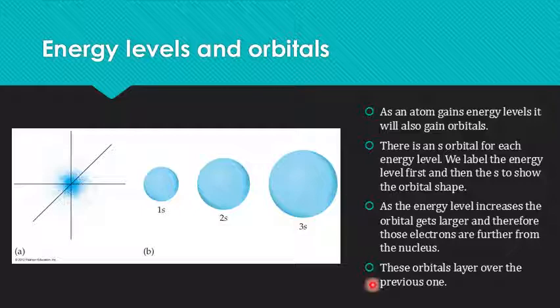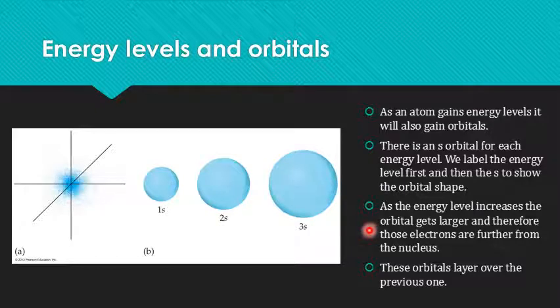Alright, energy levels and orbitals. So we've got our first orbital here. It's our S shape. Now, as an atom goes up in energy levels, or as it gains energy levels, it will gain orbitals. So we go from having the 1s orbital to the 2s orbital to the 3s orbital, and as we go up energy levels, they get bigger because the energy level is further and further from the nucleus, which is in that very center. So this is the first energy level of the s orbital, the second energy level of the s orbital, and the third energy level of the s orbital.